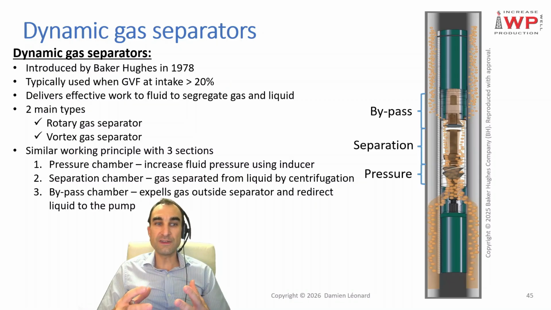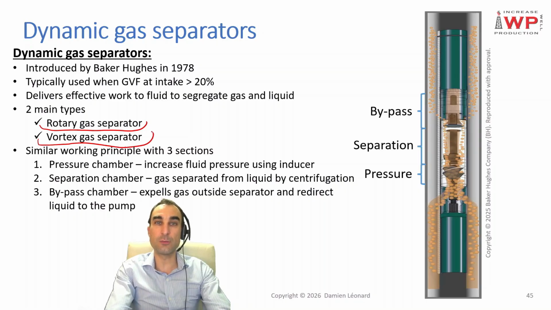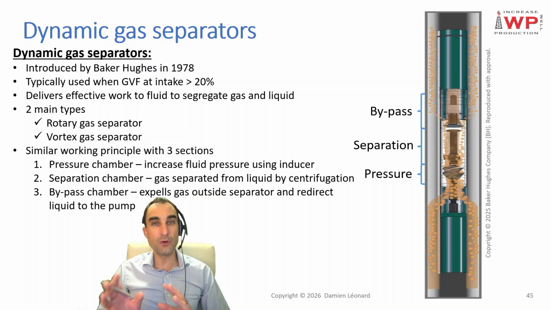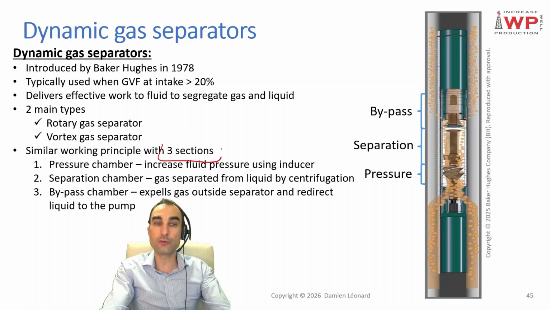As opposed to static gas separators, dynamic gas separators deliver effective work to the fluids to segregate gas from the liquids. As they deliver effective work or energy to the fluids, this is why we call them dynamic gas separators. There are two main types commonly used: rotary gas separator and vortex gas separator. I will go through each type a bit later in this course, but overall they have a similar working principle and they are each made of 3 sections.